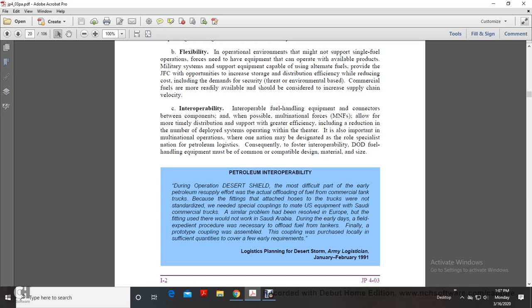An expedient procedure was necessary to offload fuels from the tanker. Finally, a prototype coupling was assembled. The coupling was purchased in sufficient quantities to cover the few early requirements.